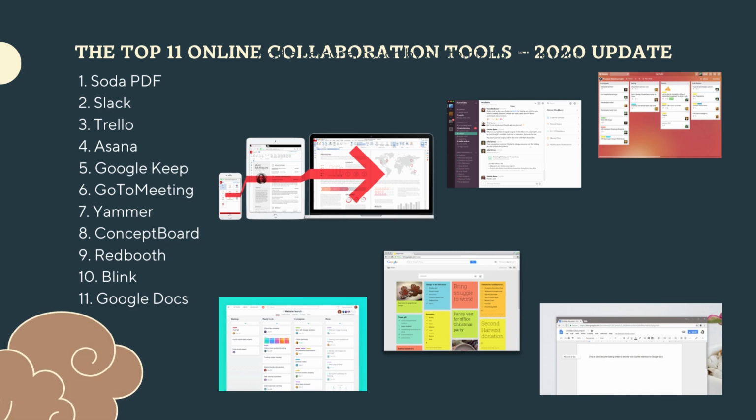The top 11 online collaboration tools, 2020 update. First, we have Soda PDF, 2 Slack, 3 Trello, 4 Asana, 5 Google Keep, 6 GoToMeeting, 7 Yammer, 8 Conceptboard, 9 Redbooth, 10 Blink, and 11 Google Docs.